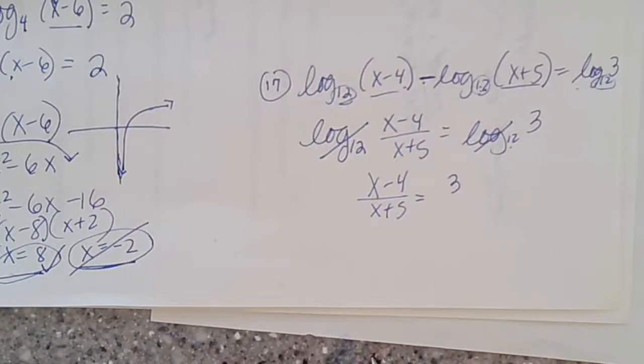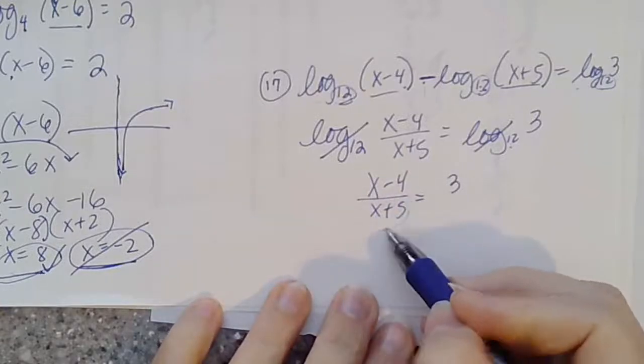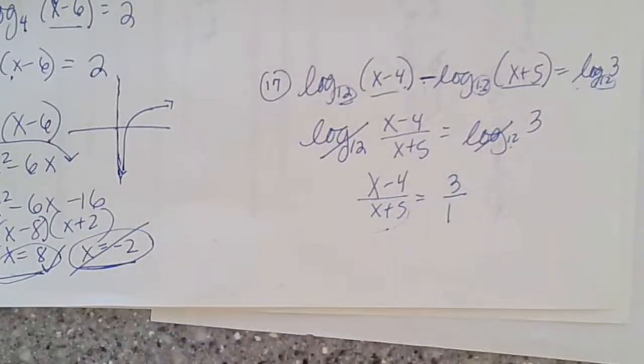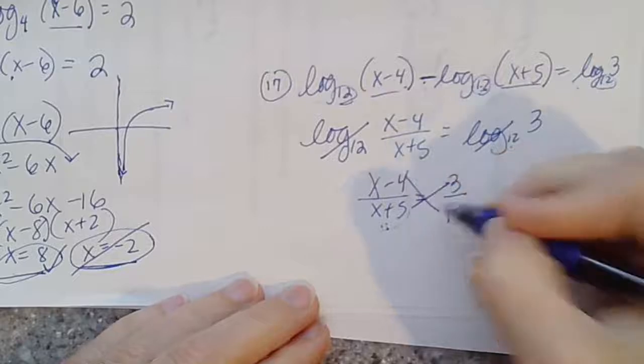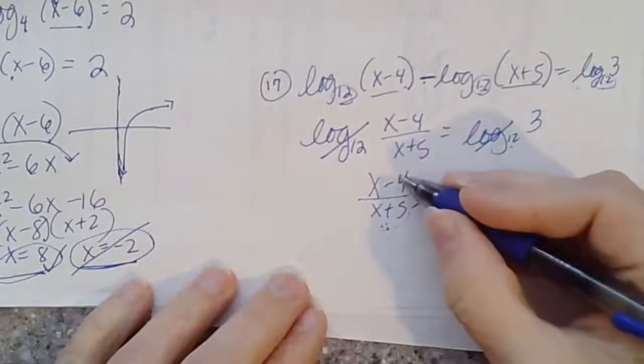So we want to times through by this LCD of x plus 5. This is over 1, you might notice. So this is the LCD. So you could do it like that, and it would be the same thing as this little shortcut, which is just cross multiply. You have a fraction equal to a fraction. The cross products have to be the same, right? So we can cross multiply x minus 4 times 1 equals 3 times x plus 5.